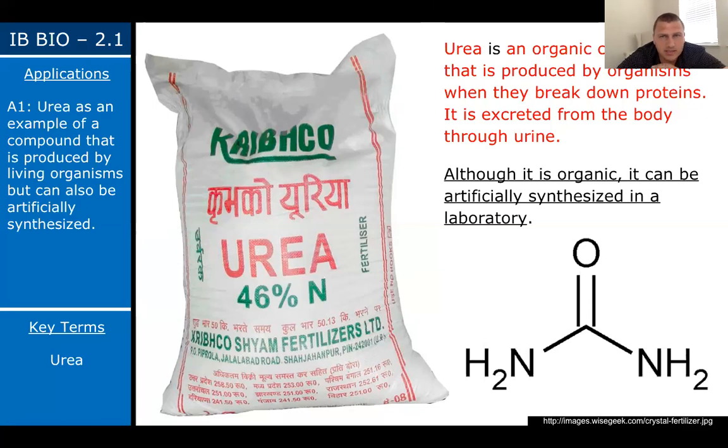Organic compounds are produced by organisms when organisms break down proteins. So urea is an organic compound. The way we get urea is when our body breaks down proteins that we eat. And if you see, urea is very similar to the word urine, because urea is actually excreted from our body through urine. So what gives our urine the smell is actually the urea.